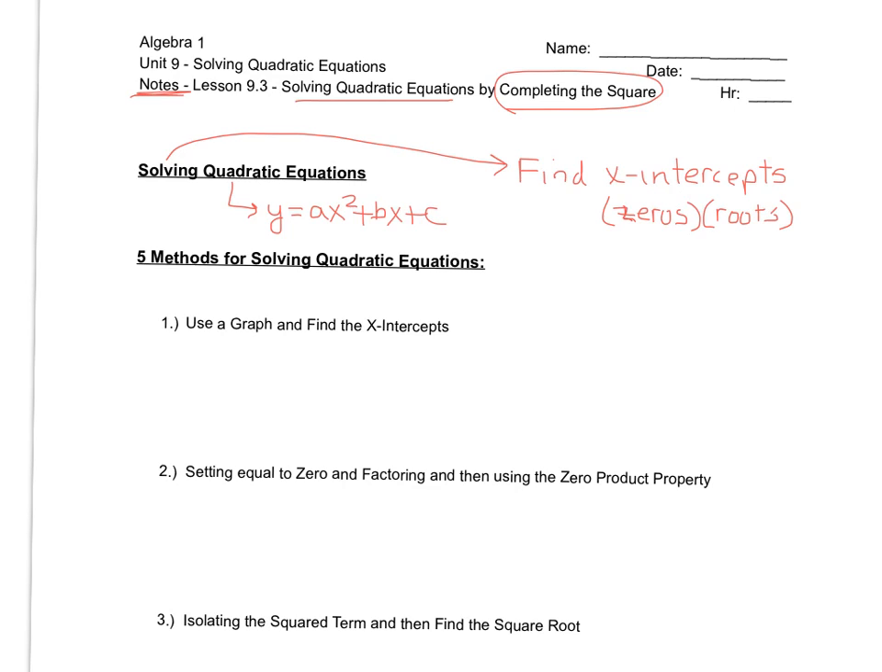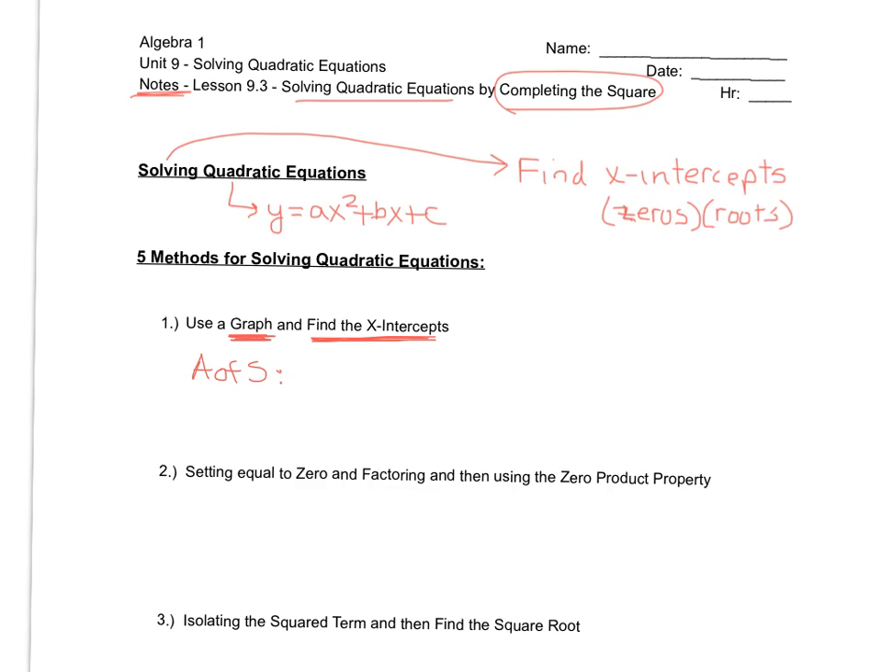When we're done with this unit 9, we will have learned 5 methods for solving quadratic equations. Alright, so we've already learned 3 of them actually. The first one is by graphing. You just draw a graph, and then you can see and find the x-intercepts. So quickly, to draw a graph, you need the axis of symmetry.